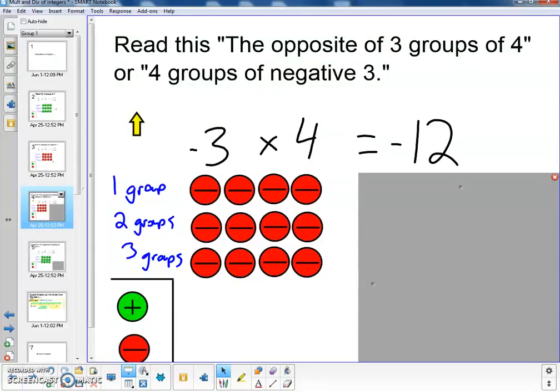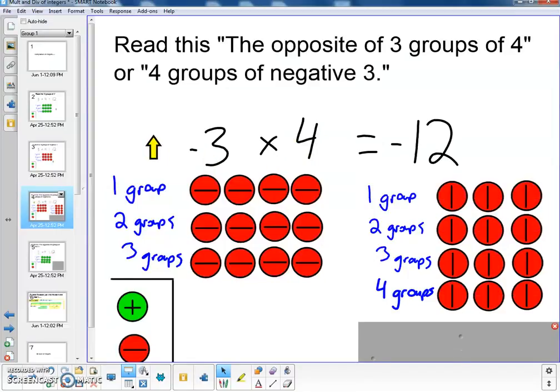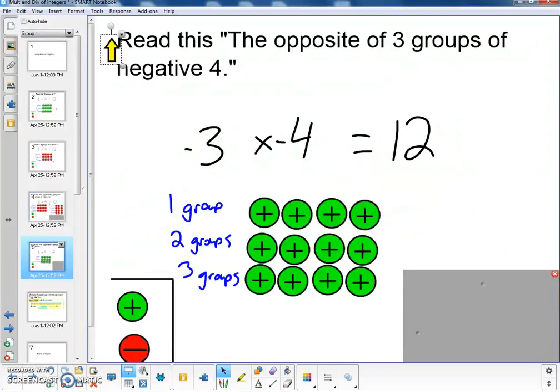Now you could also read it from right to left, four groups of negative 3. It would look like this. Of course, it's oriented a different way, but four groups of negative 3 will just be one group, two groups, three groups, four groups, all containing negative 3. You still have 12 red chips. That's kind of goofy.